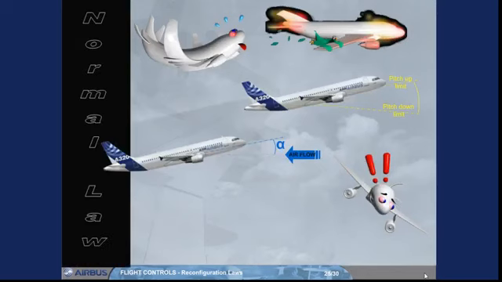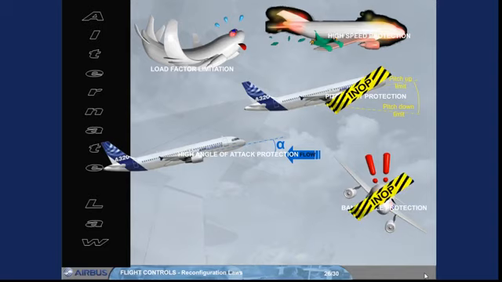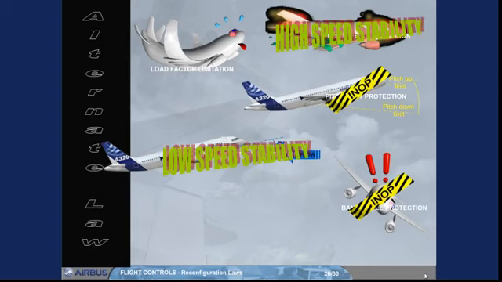Under normal law, all the protections are operational. Under alternate law, the pitch limit protection and the bank angle protection are lost. Load factor limitation is kept. High and low speed stabilities are introduced as reduced protections. Under alternate law, without reduced protections, the high speed and low speed stabilities are also lost. The only remaining protection is the load factor limitation.